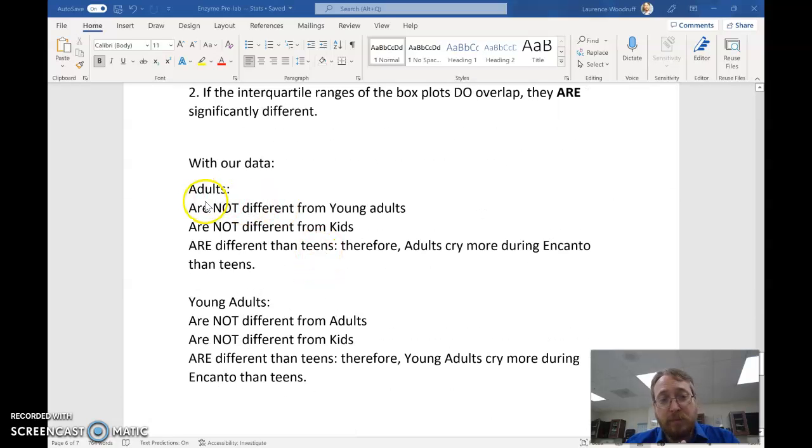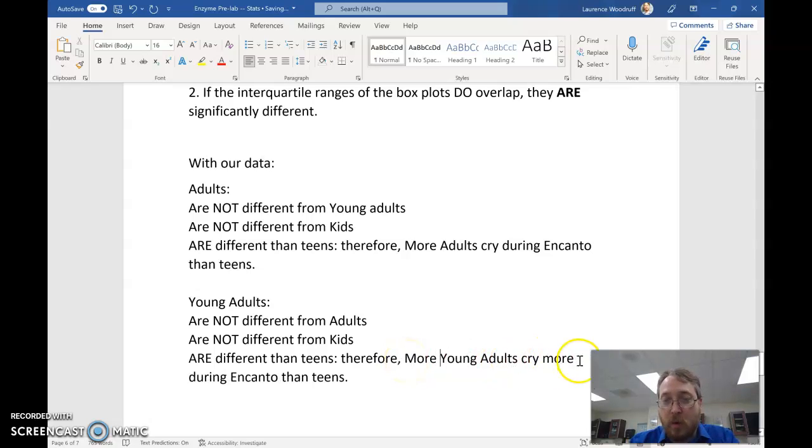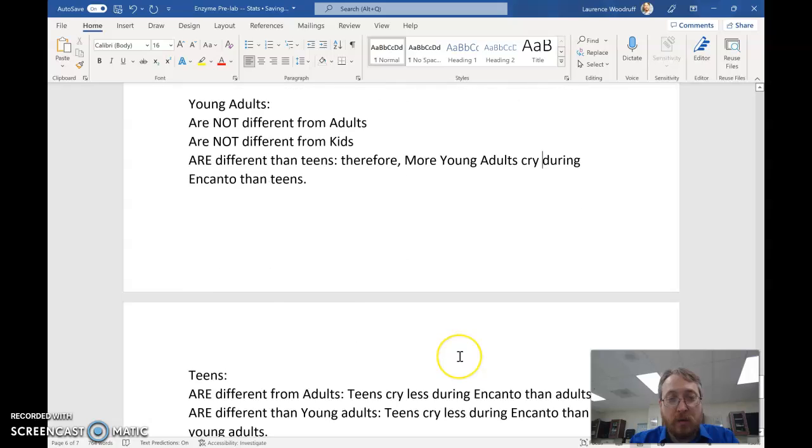So what does that mean? Well, we can't say adults are different from young adults. We can't say adults are different from kids, but there is a difference between teens. Therefore, we can make the claim that adults cry more often during Encanto than teens do. We can do that. Actually, more adults cry is what I should say. More adults cry during Encanto than teens. I should say that everywhere. More wherever there's a claim. More young adults cry during Encanto than teens.